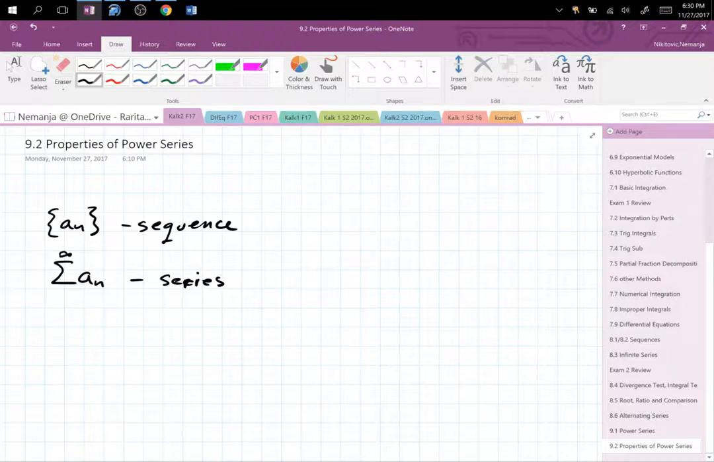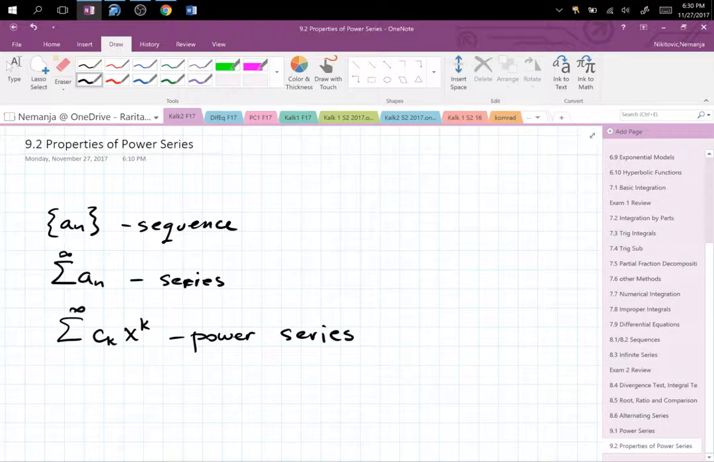And then, within the operation of addition in a series, we finally introduced an x, a variable, and we created a power series, which behaves more as a function because we have this x. And these are the three creatures that we are considering in chapters 8 and 9.